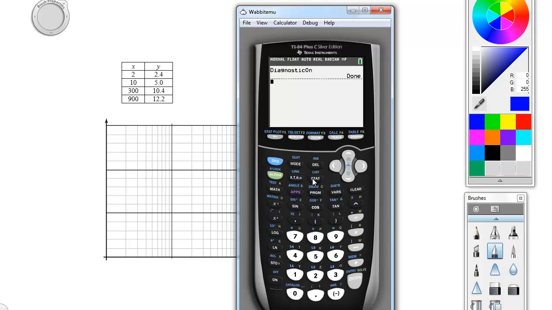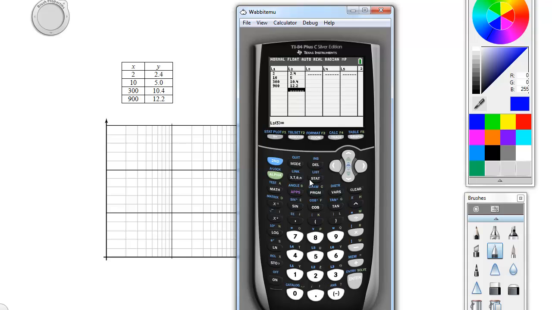The next thing you need to do is enter the data that you're working with. To do that you press stat and edit, and then enter the data that's in the table here. I already did a couple of them, but I need to put in 300 and 900 and 10.4 and 12.2.